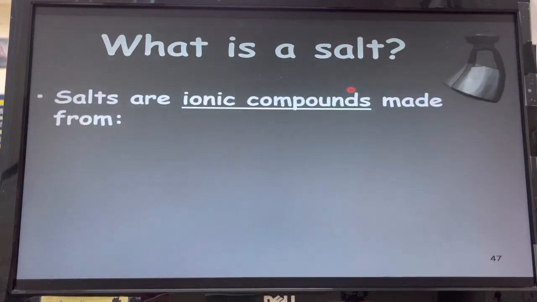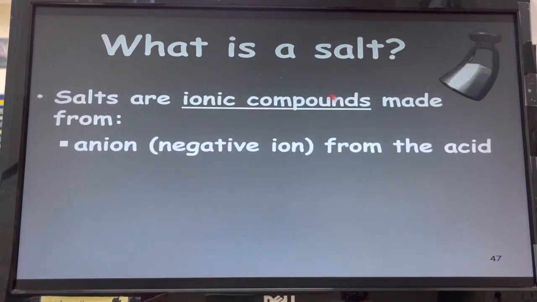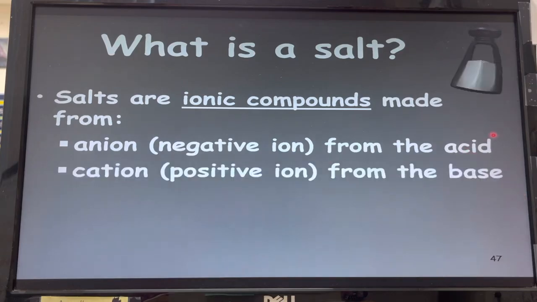So what's a salt? We know this. This is old news. Ionic compounds made from the anion and the cation. The anion comes from the acid and the cation comes from the base, okay? Because we know hydroxide is the negative part, OH minus, and that's a base. So therefore, the cation has to come from the base, the positive part. I'm just making sure you got that down in your notes. These notes are very short today compared to what we already did.